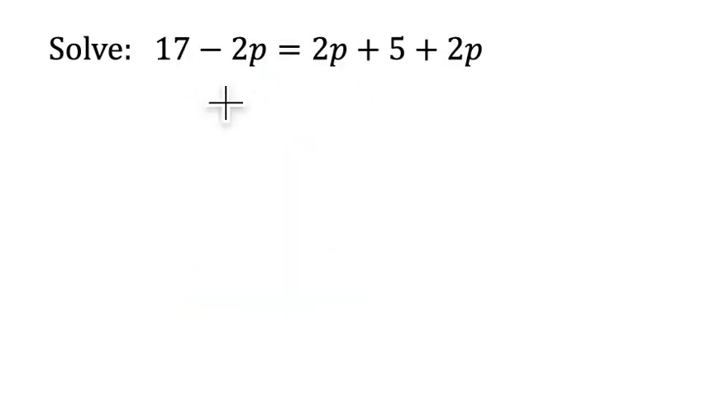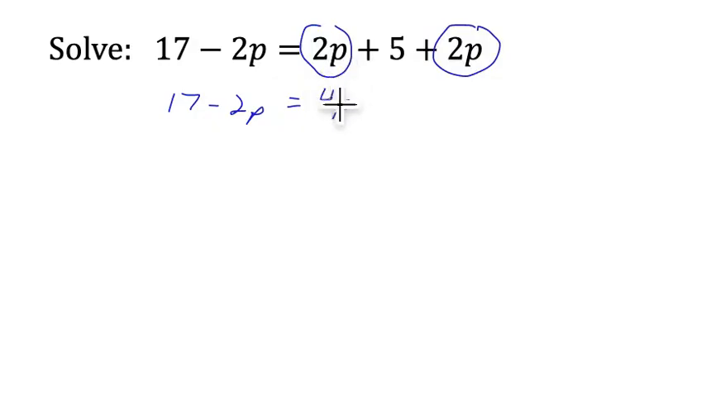Here we have variables on both sides of the equal sign, but notice on the right side, we have multiple terms with variables. These are like terms, so we are going to combine those first. So we're not going to do anything on the left, so I'll just write 17 minus 2p equals. We're going to do 2p plus 2p, which is 4p. And then that plus 5 just tags along for now. And now it's just like the others. We'll subtract 4p on both sides.